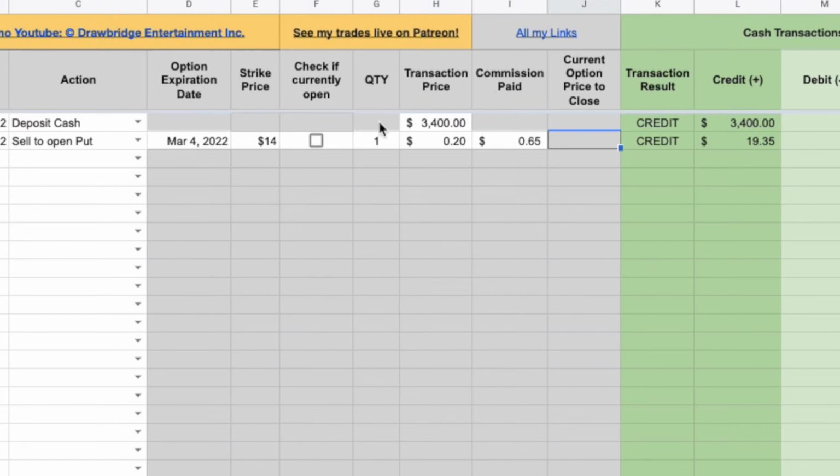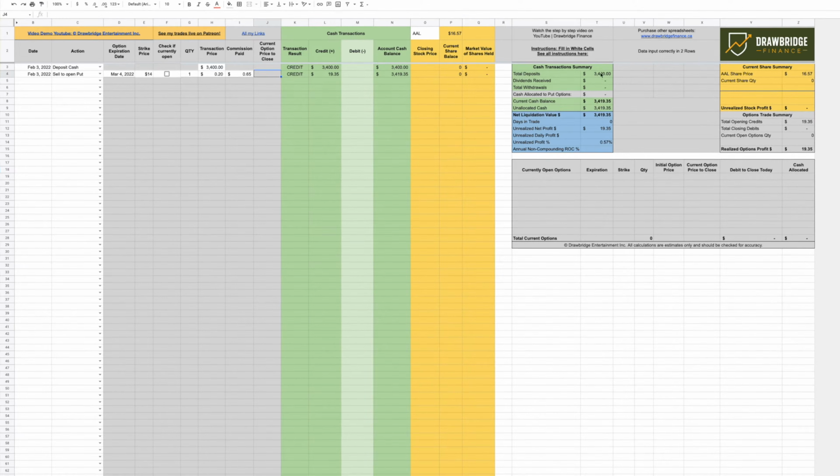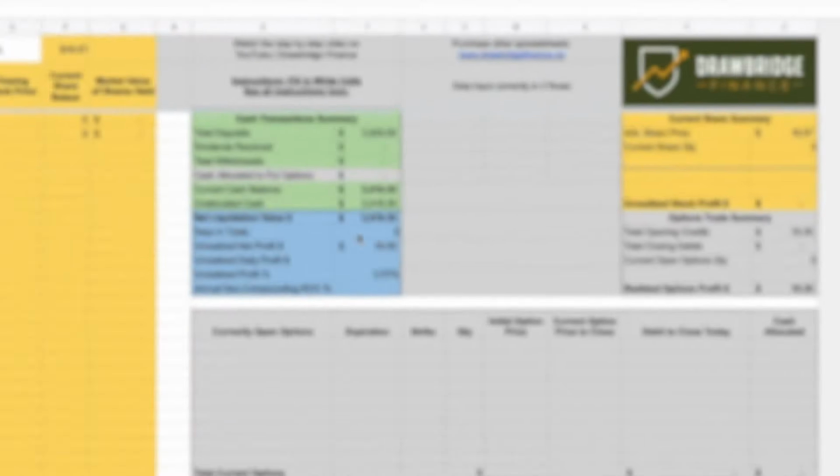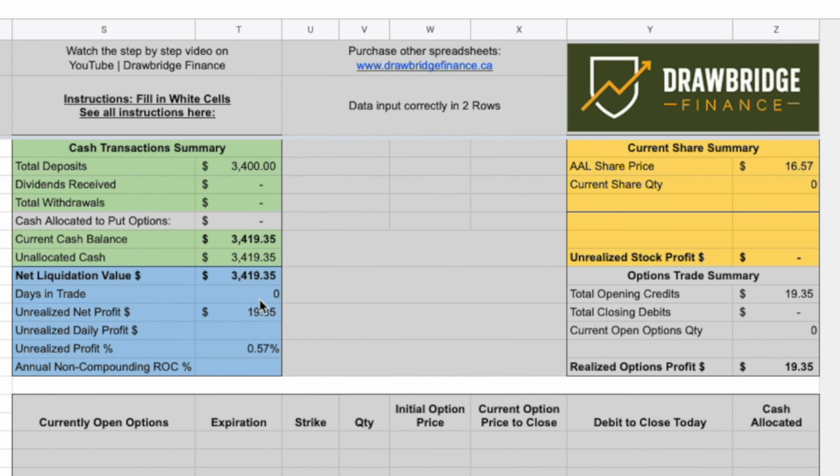I deposited my cash of $3,400. I sold to open a put that was going to expire March 4th, and it expired worthless. And I can look over here at the summary. This is automatically set up to count the number of days that I was in a trade.